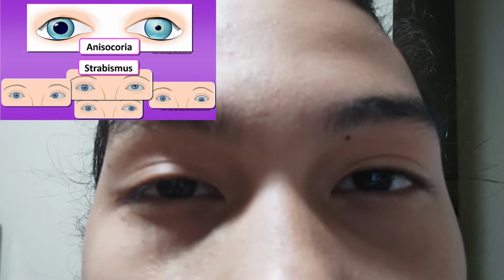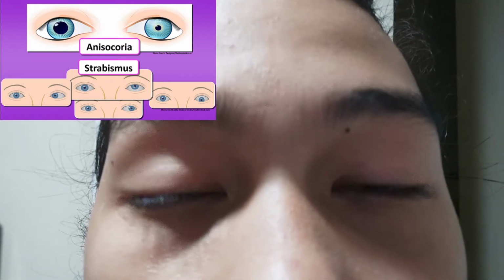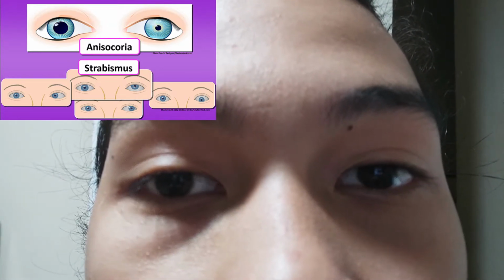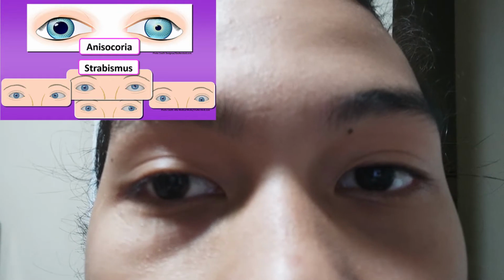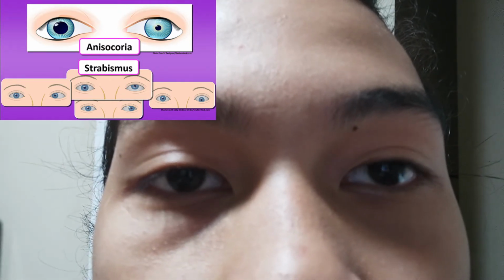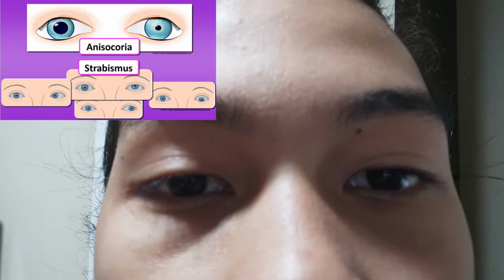And next we're looking at anisocoria, where one pupil would be smaller. So the patient's eyes are equal, so they are normal. Looking at cranial nerve 3, which is the oculomotor, cranial nerve 4, which is the trochlear, and cranial nerve 6, which is the abducens.